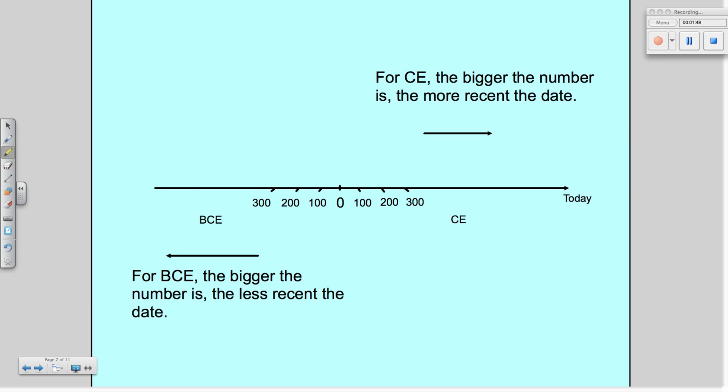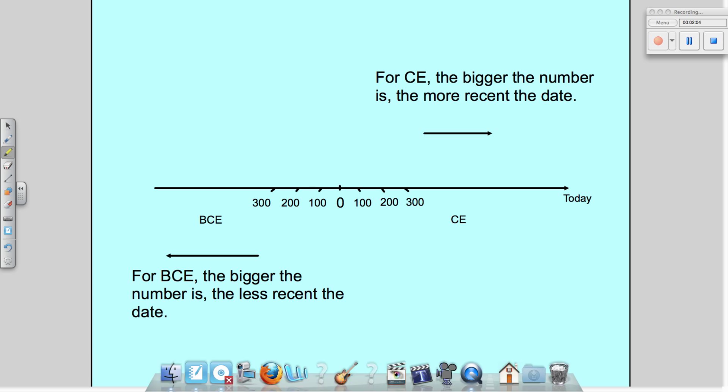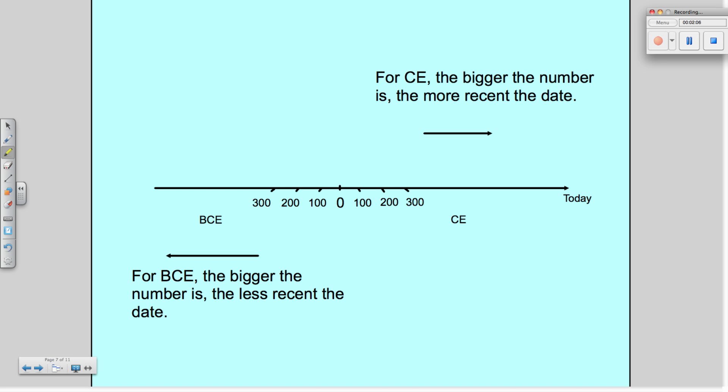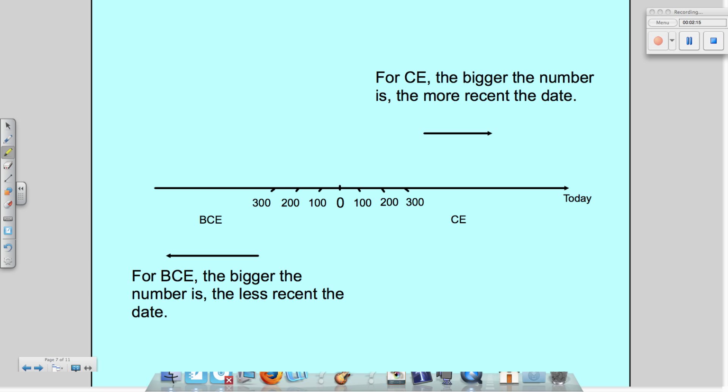Notice that the timeline is similar to a number line you might have used in a math class when you were learning about negative numbers. You can think of BCE years like negative numbers. If an event happens in 100 BC, it occurred 100 years before the year 0. The bigger the number is for BCE years, the less recent it happened. Let's look at an example to get a better idea.